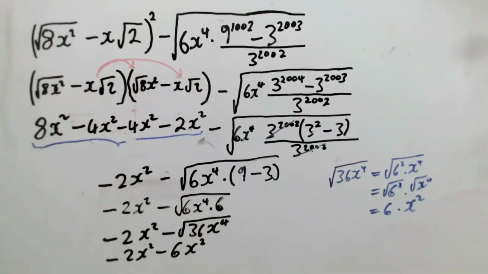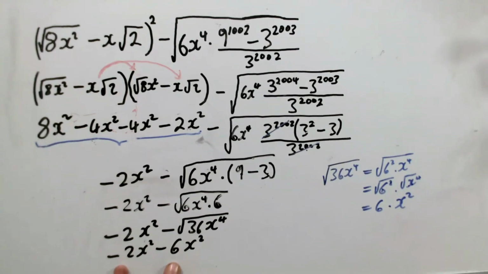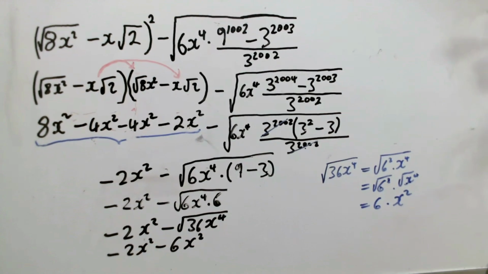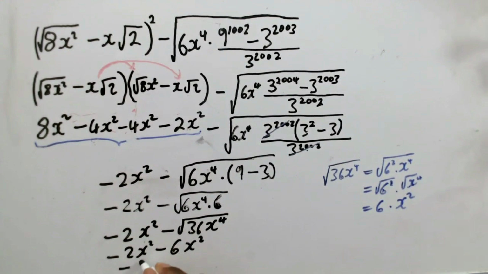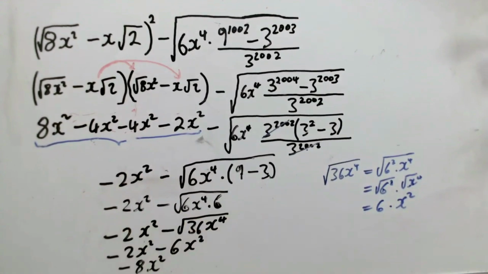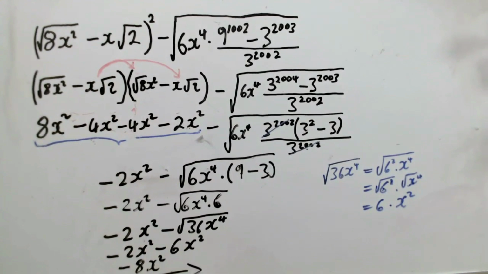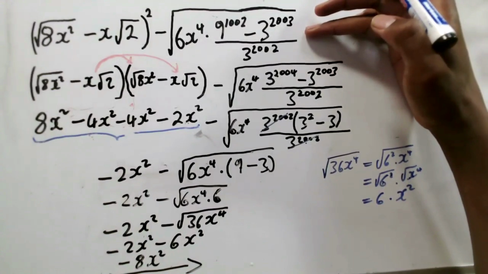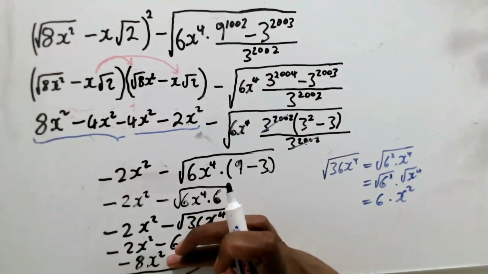And then we have reached our destination now, because minus 2x squared minus 6x squared, if the signs are the same, you add and then you take that sign. So this is going to give us minus 8x squared, which is our final answer based on our simplification. So this is the simplest form you can get from this. If you reduce this complicated thing further, it's going to result as minus 8x squared.